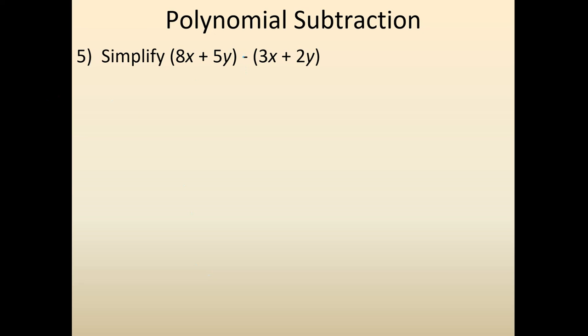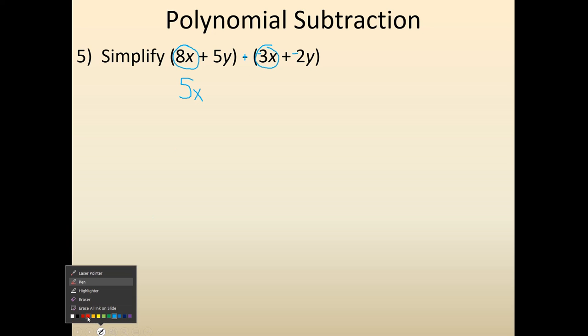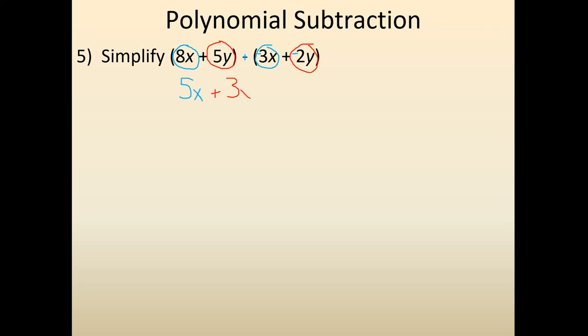Alright, so just like the question we did before, I flip this sign. This becomes minus 3x and minus 2y. So combining the x's together, I have 8 plus negative 3. 8 plus negative 3 is positive 5x. And then the y term, plus 5 minus 2. So 5 plus negative 2 is plus 3y. Right.